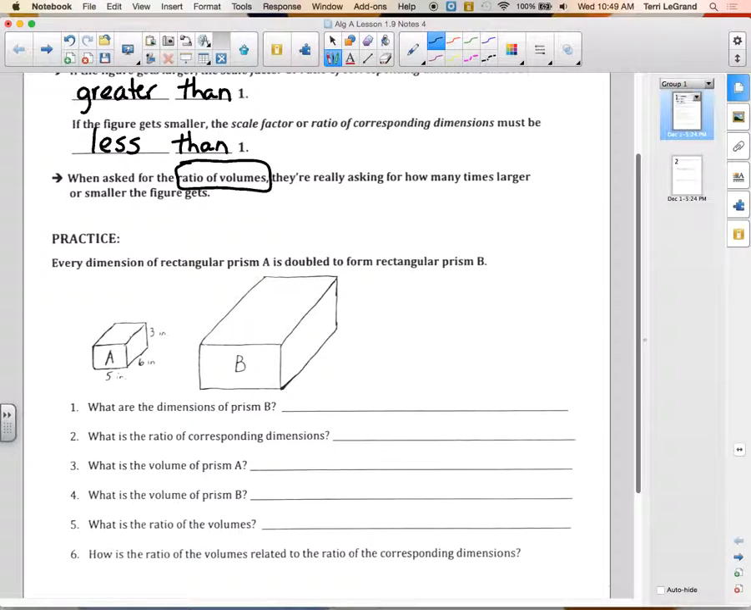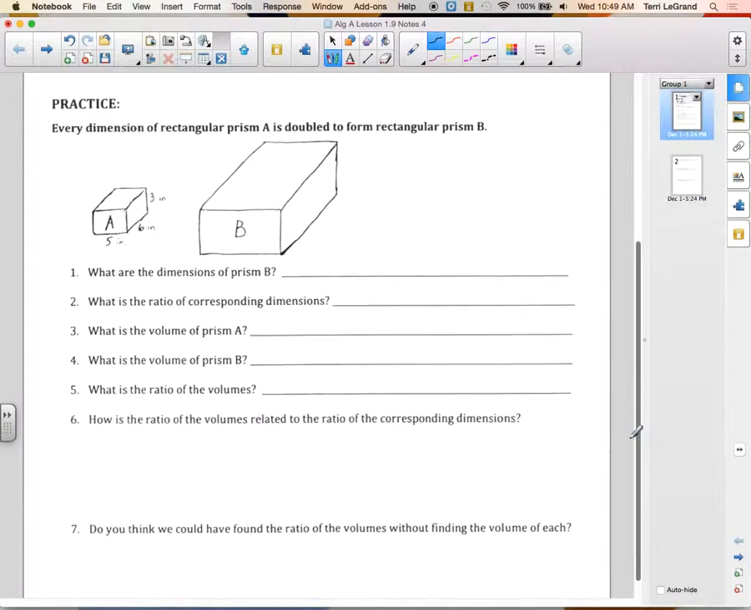Let's take a look at this first one that we're practicing here. Every dimension of rectangular prism A. By the way, a cube is a rectangular prism, but it's a special rectangular prism where the length, the width, and the height are all the same. But here we don't have a cube. Notice its dimensions: a 5-inch, a 6-inch, and a 3-inch. It's a 5 by 6 by 3. They're doubled to form the new rectangular prism B.